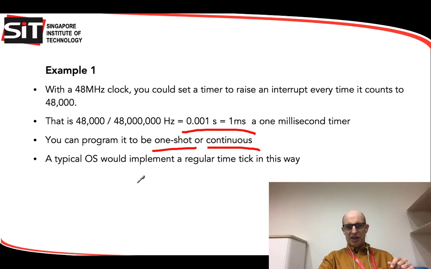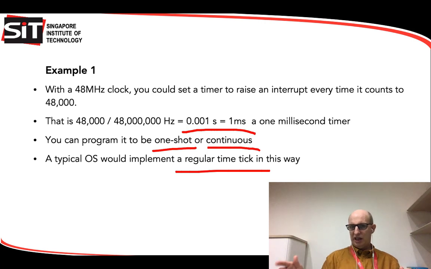And many operating systems have a regular time tick built into them. That might be 1 millisecond, it might be a different figure. In an older operating system, it might be 100 milliseconds. The operating system uses this for many things, a regular time tick, tick, tick, tick. And this is exactly how it's implemented.